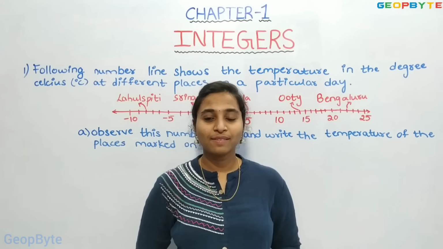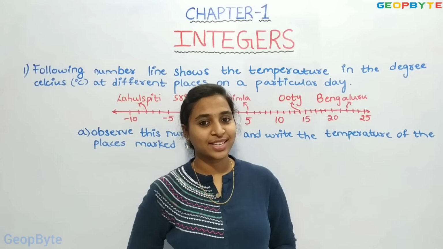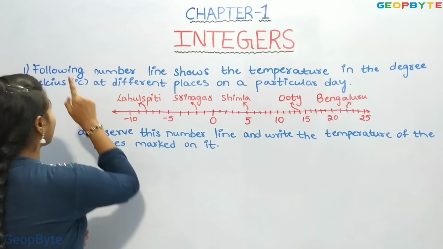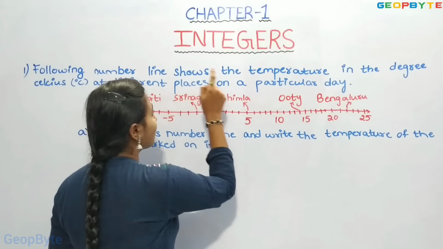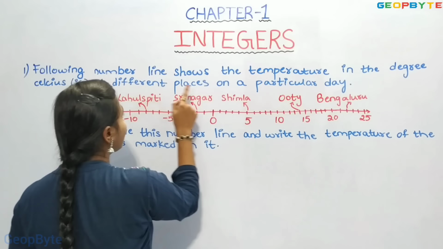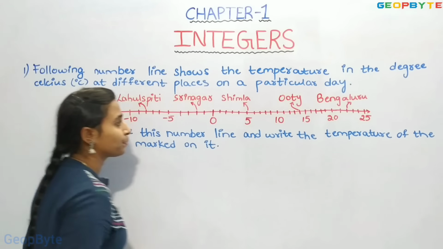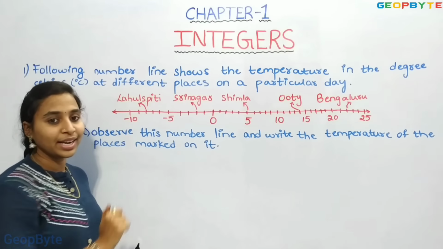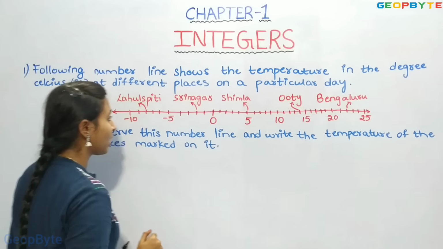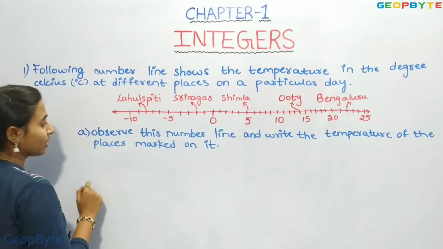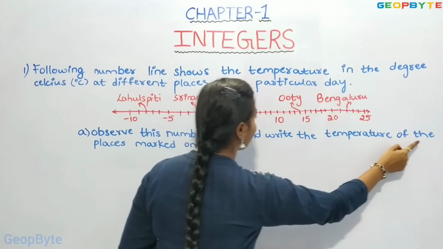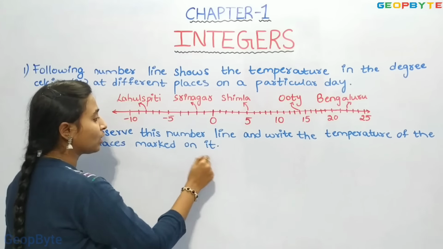Now, let us solve some problems from exercise 1.1. This is the first problem. The following number line shows the temperature in degrees Celsius at different places on a particular day. There is a number line given and temperatures also in degrees Celsius. Now, let us see part A. Observe this number line and write the temperature of the places marked on it.